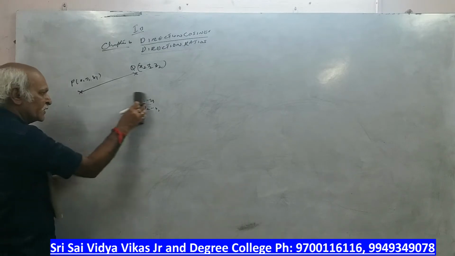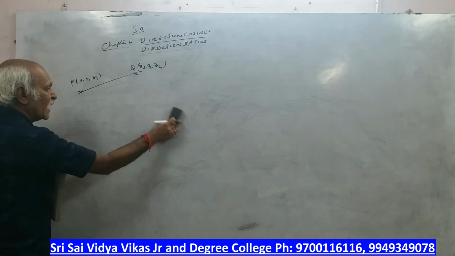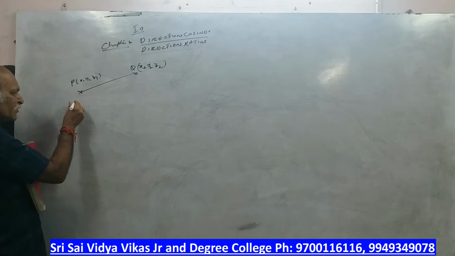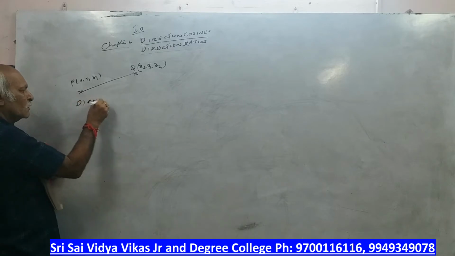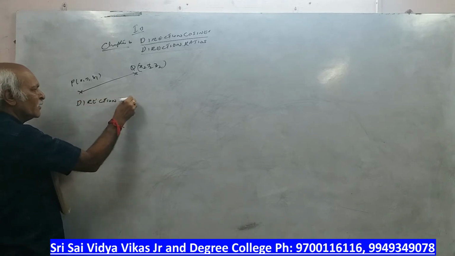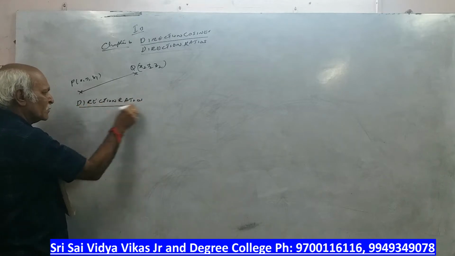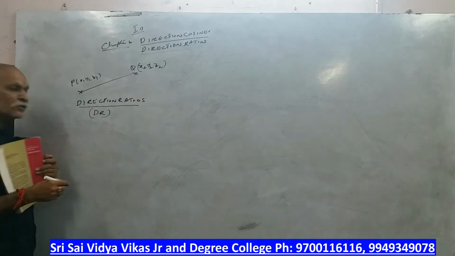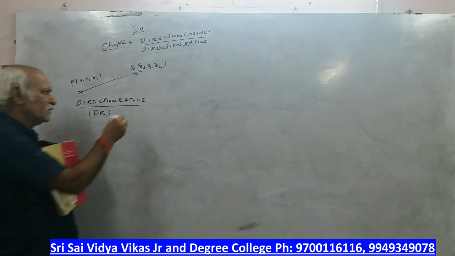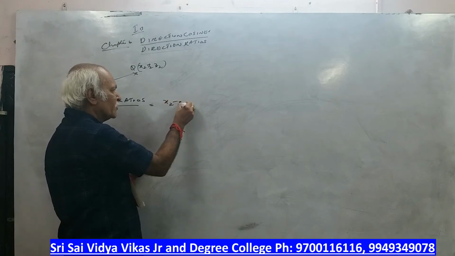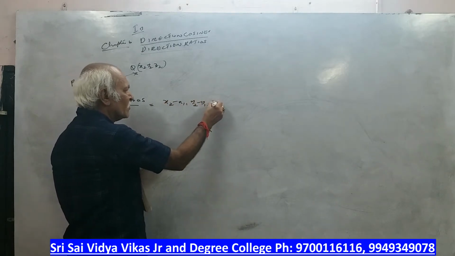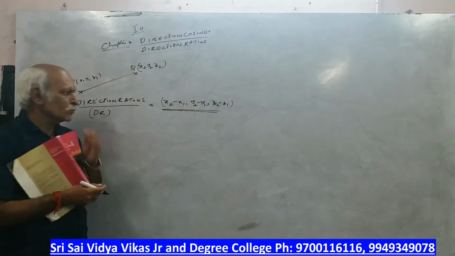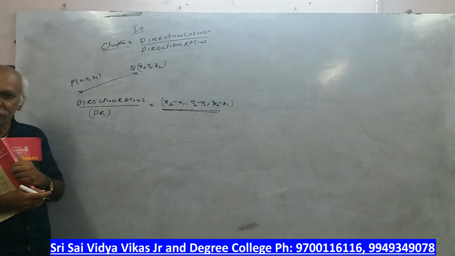But in 3-dimensional, it is not tangent, sir. It is called cosine or directional cosines. First we write directional ratios. We call it DR. Remember, whenever I say directional ratios, DR means directional ratios. This is given by x2 minus x1, y2 minus y1, z2 minus z1.